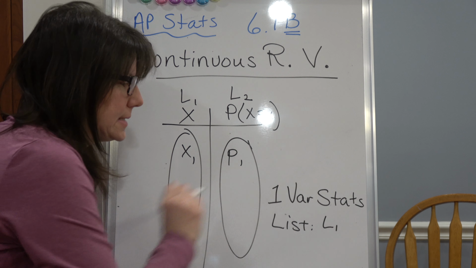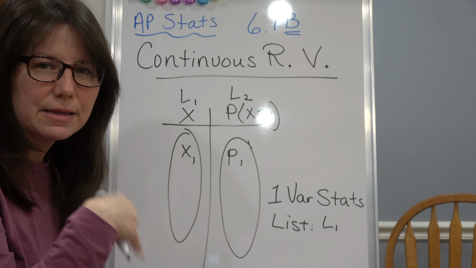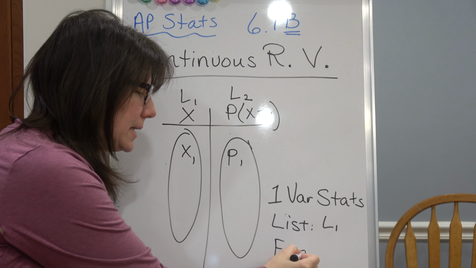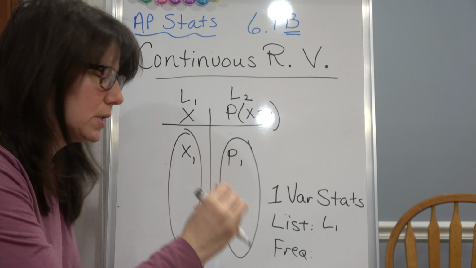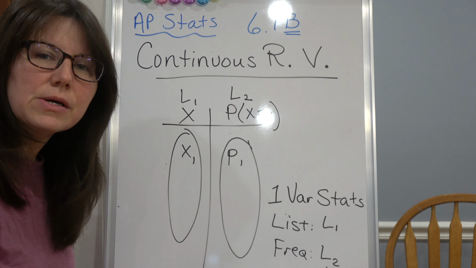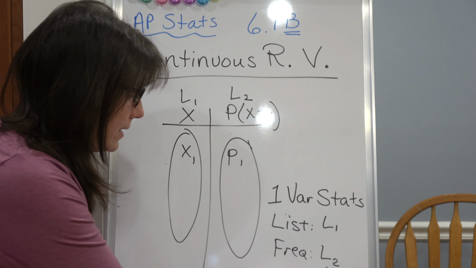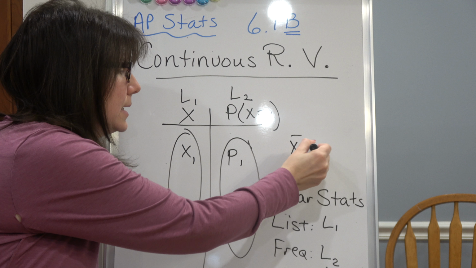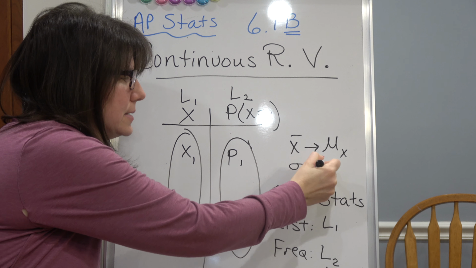So the list is L1, and if you were doing just a regular set of univariate data like class average, standard deviation, you would leave the frequency on 1, meaning each number has just one observation. But now the frequency is going to be the L2, the probabilities. So if you do that, your calculator will give you an X bar, and you're not going to write X bar. The X bar is the mean of X, and then the sigma is the sigma of X.